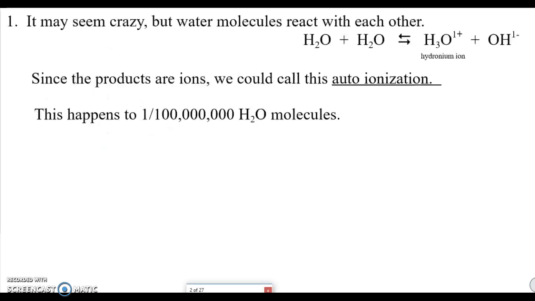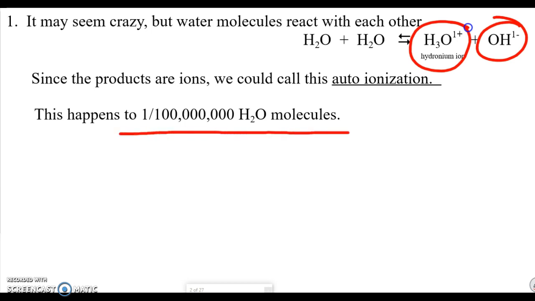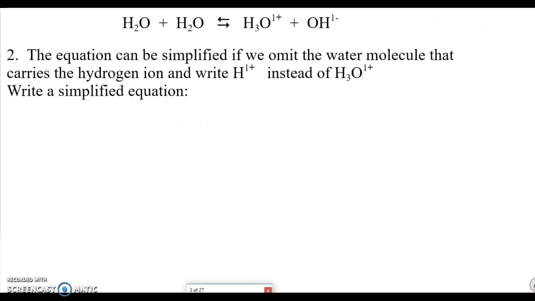The first thing that I want to introduce you to is something called autoionization. That's where water molecules will actually form a hydronium ion and a hydroxide ion. This doesn't occur very often, only about 1 in 100 million water molecules, but it shows that a little bit of acid and a little bit of base can form. When the hydronium ion and the hydroxide ion combine together, they make water molecules. So it doesn't happen a lot, but it does occur.